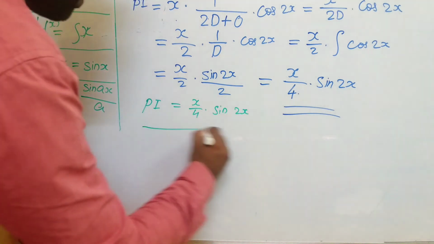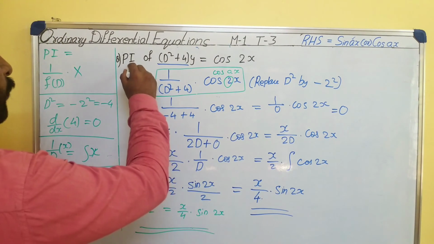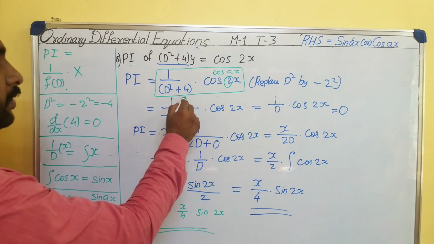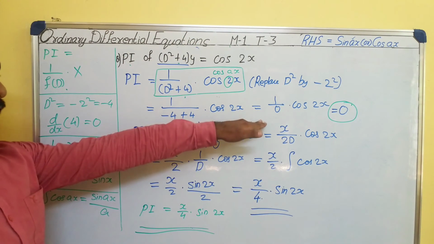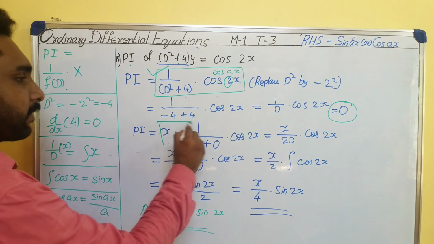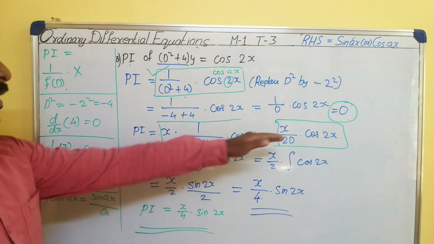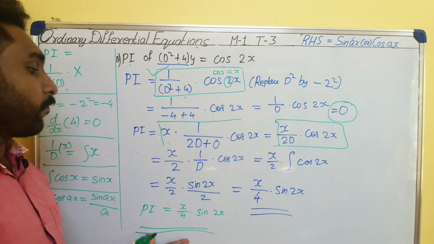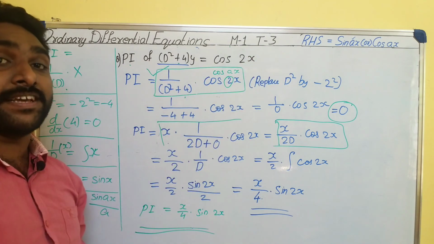So this is solved. Let's see a simple overview of the problem. We are asked to find the particular integral. We applied the formula of the particular integral. As we got 0 in the first instance, we can't solve it directly. So we differentiated again and got x by 2D into cos 2x. By going on solving, we got the particular integral. This is very simple. This is how to find the particular integral when the RHS is in sin ax or cos ax format.